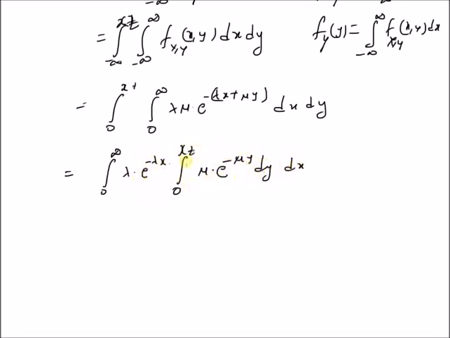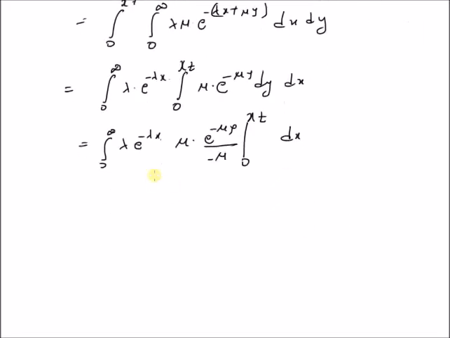Now we can easily evaluate the inner integral, and it is e power minus mu y, that is mu into e power minus mu y divided by minus mu, with limits 0 to xz, and then the integral over x, that is dx. When y is equal to xz, we have e power minus mu xz, and for 0 it is 1. So in the integral 0 to infinity of lambda into e power minus lambda x, the mu and mu cancel out, and we have 1 minus e power minus mu into x into z, dx.